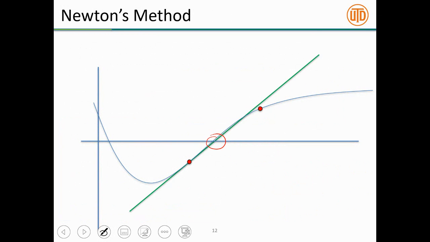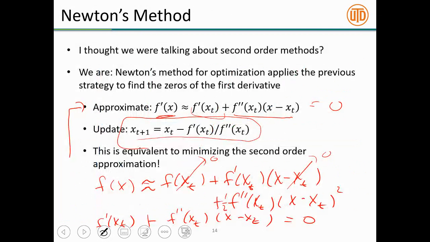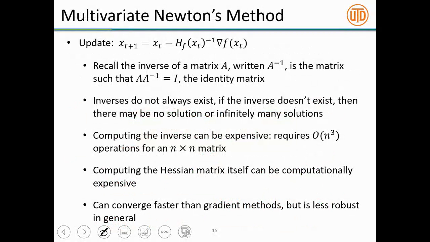So we can see that this is a little bit more complicated, because unlike the univariate case where computing an inverse is easy, in the multivariate case we actually have to invert a matrix. If you remember from linear algebra, the inverse of a matrix is the matrix such that when you multiply it by its inverse, you get the identity matrix. The difficulty with inverses is they don't always exist.